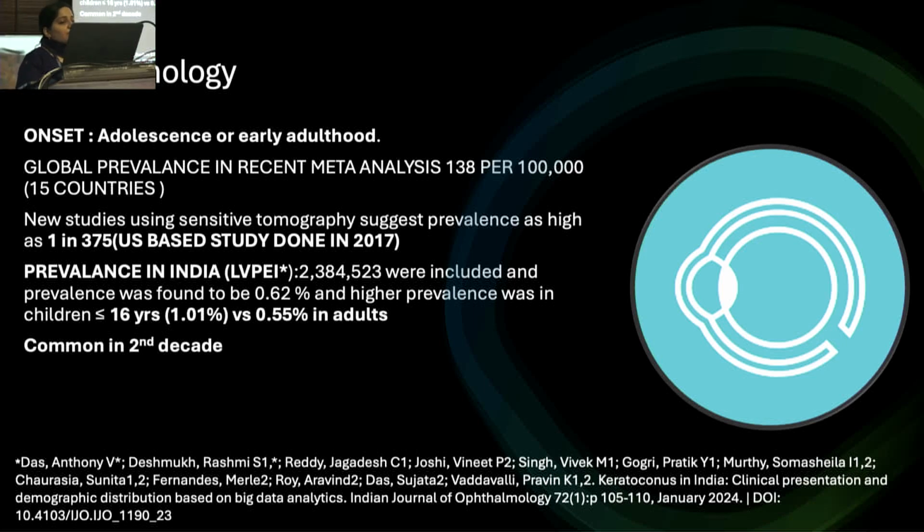Coming to the epidemiology, in a recent meta-analysis done across 15 countries, they found the global prevalence to be around 138 per 100,000 population. A newer study from the US, where they used sensitive tomography, found the prevalence to be around 1 in 375. In 2024, a study from the LVPI found the prevalence to be around 0.62%, and they also noticed that prevalence was much more common in children less than 16 years. It's a disease of the second decade, that's adolescence and early adulthood.